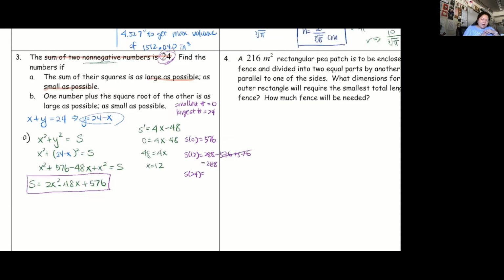Okay, and then I have s of 24, so 24 squared times 2, that's 1152, minus 48 times 24, that's another 1152, plus 576. Awesome, so 576. Okay, so based on what I see here, I have my maximum at either 0 or 24, and I have my minimum at 12, right?